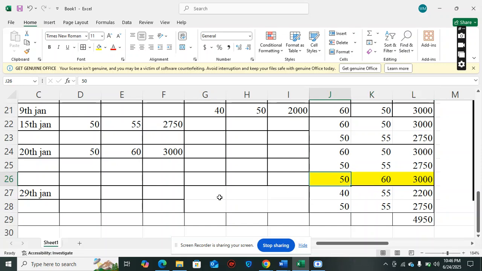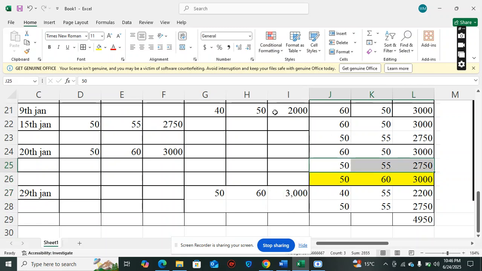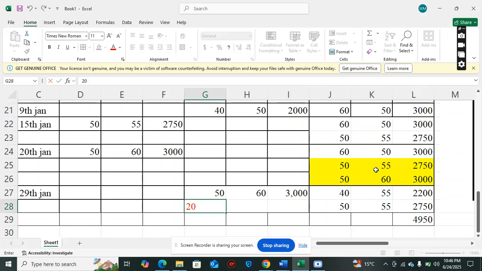Okay. So we're going to say 50 units valued at 60 kwacha. That is 3,000. Then the remaining 20 units we're going to get from this batch in the middle. Okay. So 20 units valued at 55 kwacha.